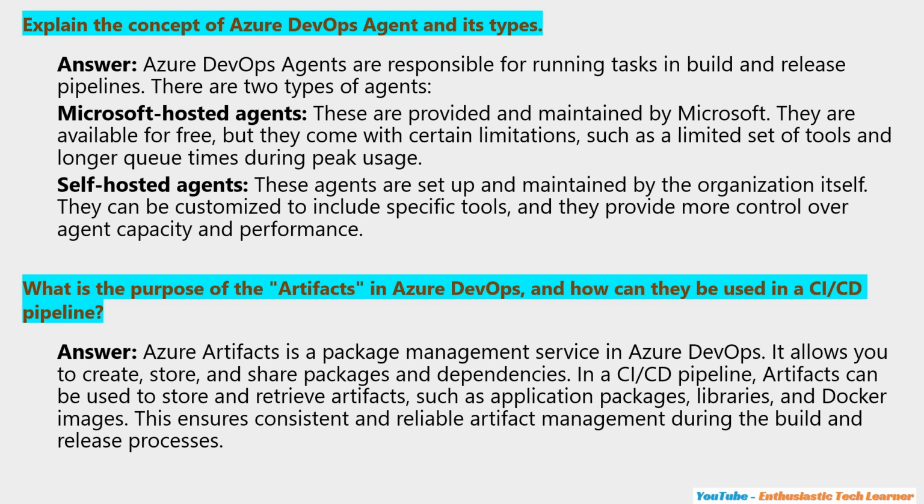What is the purpose of the artifacts in Azure DevOps, and how can they be used in a CI/CD pipeline? Answer: Azure Artifacts is a package management service in Azure DevOps. It allows you to create, store, and share packages and dependencies. In a CI/CD pipeline, artifacts can be used to store and retrieve artifacts, such as application packages, libraries, and Docker images. This ensures consistent and reliable artifact management during the build and release processes.